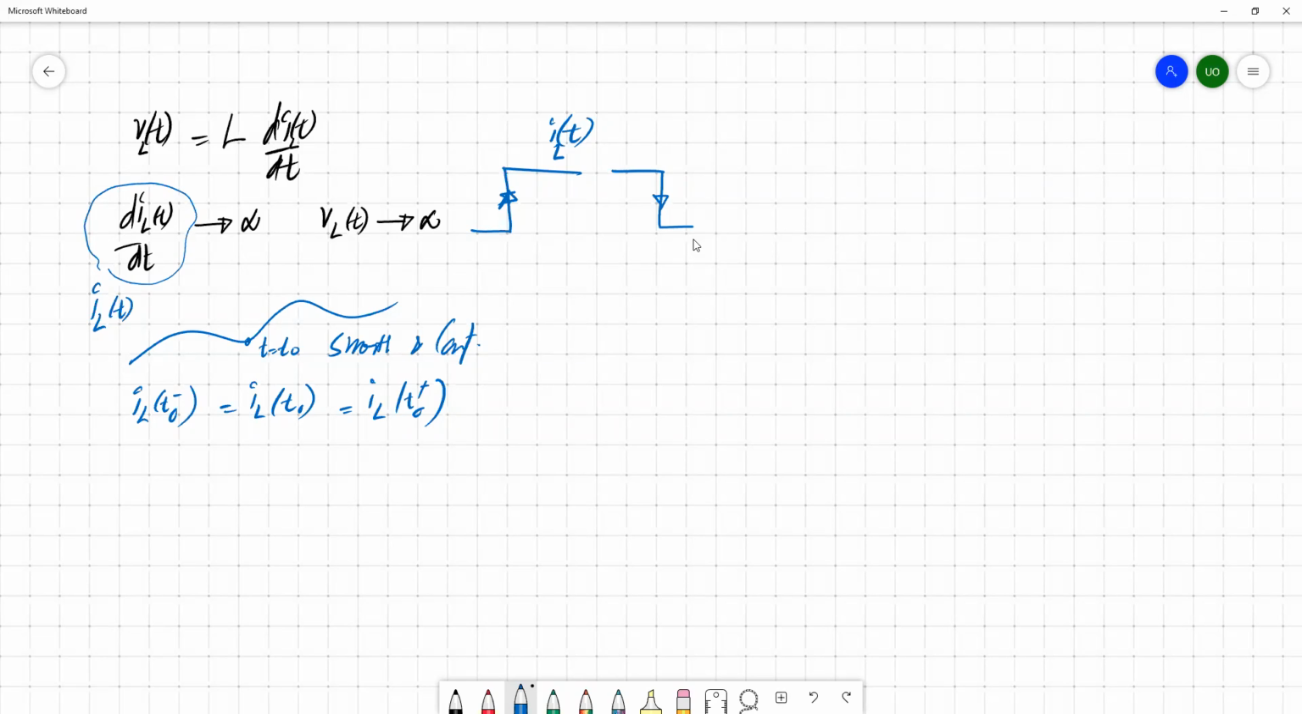So if this is the current flow through the inductor, then we basically claim that this condition is true and satisfied. This is valid only for smooth and continuous scenarios. If it is a discontinuous model, if this current shows this kind of a discontinuity, you cannot assume this. So this is only valid for the smooth and continuous situation.